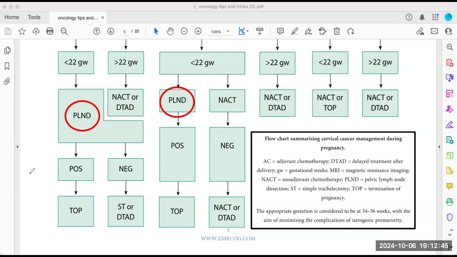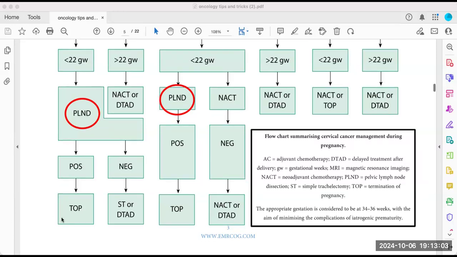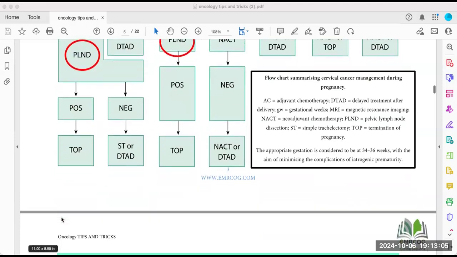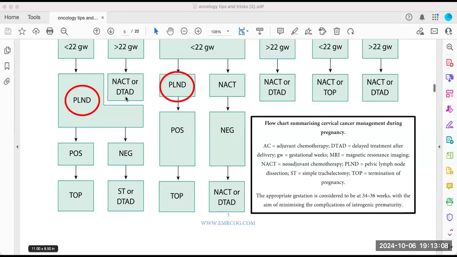What type of treatment can I offer in 1A2 or 1B1? The type of treatment that can be offered here is local treatment, like trachelectomy. Yes, correct. So trachelectomy can be offered for this patient, and here it's not a radical trachelectomy, it's a simple trachelectomy, of course, or the option to delay the treatment until after delivery. Right, my friends? Is it clear so far?